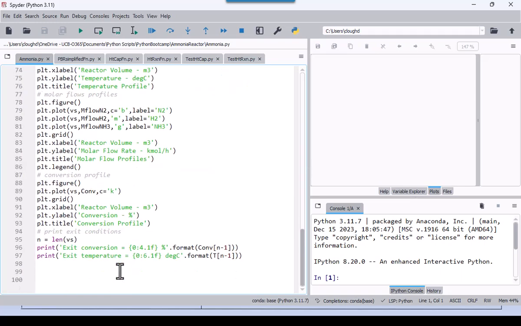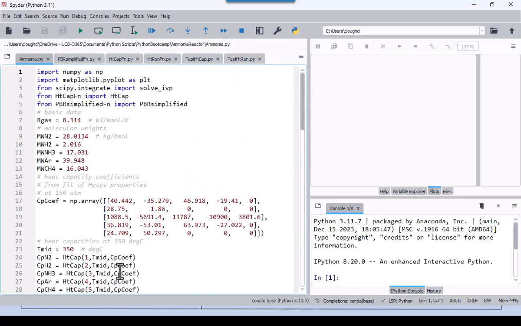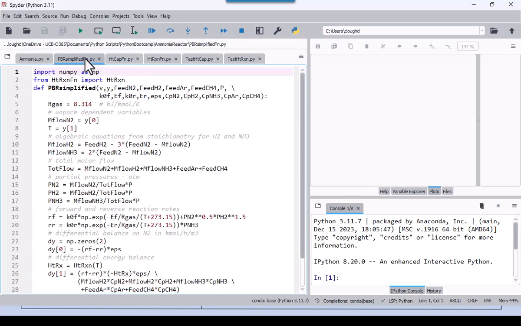You can see, what do we have? We have almost 100 lines, take away a few spaces, a few less. And then as we look at that, we can move on and take a look at the routine that computes the derivatives, which is called PBR simplified. And here we're importing another routine that is called heat of reaction. That's going to compute our heat of reaction from a separate routine. So we're keeping this modular.